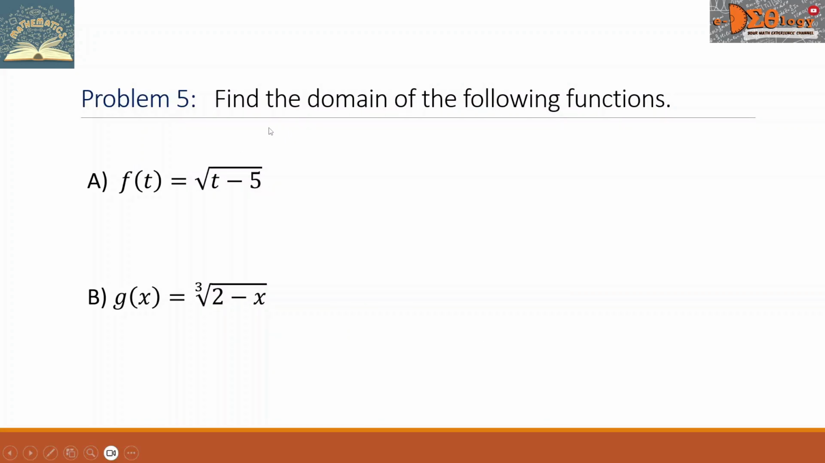Problem 5. Find the domain of the following functions. Let's begin with A. f of t equals the square root of the quantity t minus 5.